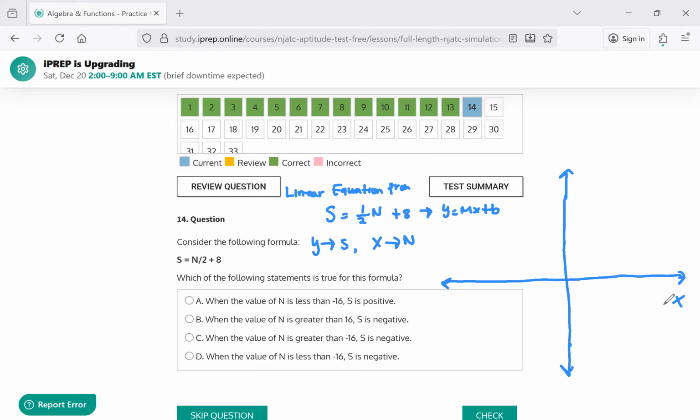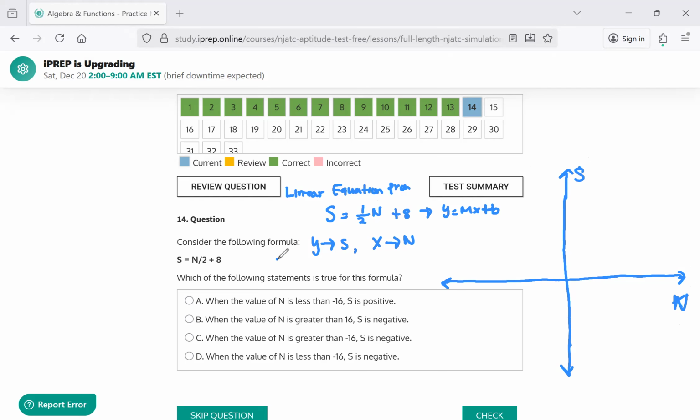We said x is n, so this should be n, and on the y-axis it's s. So how would we graph this? You can graph this using the rise over run method: figure out your slope, which is 1/2, and your b, which is 8. But I don't want to do that. I want to graph it by finding the x-intercept and the y-intercept. I think that'd be a lot easier.